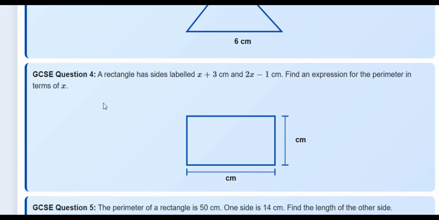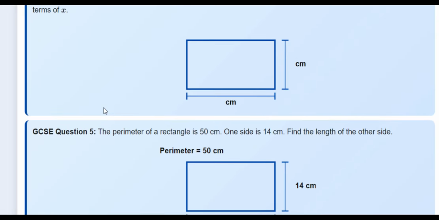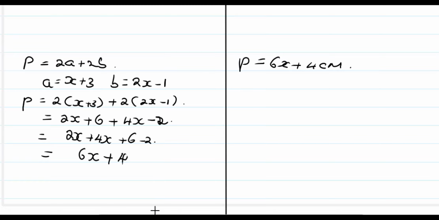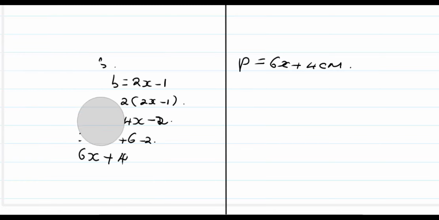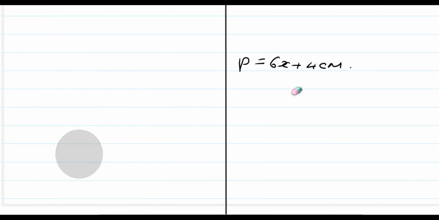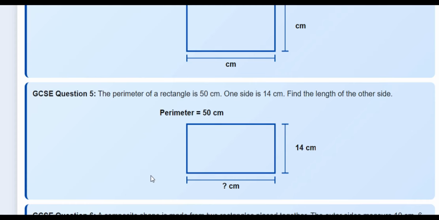So can we go on to question 5? We first of all clear the board here so that it becomes easy to solve the next question. And we are told in this question 5, the perimeter of a rectangle is 50 centimeters. Then one side is 40 centimeters. Find the length of the other side.